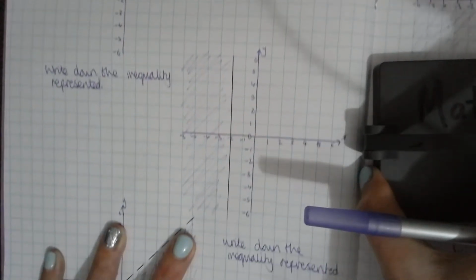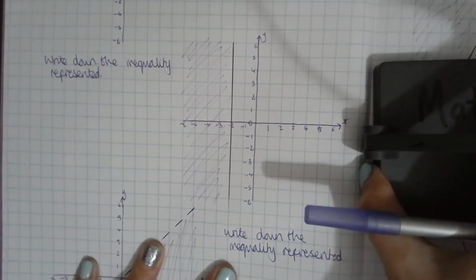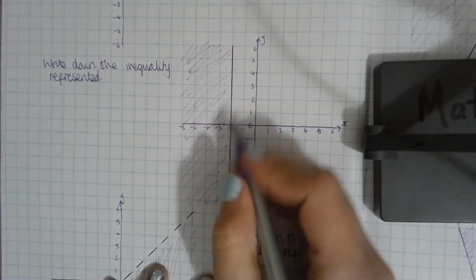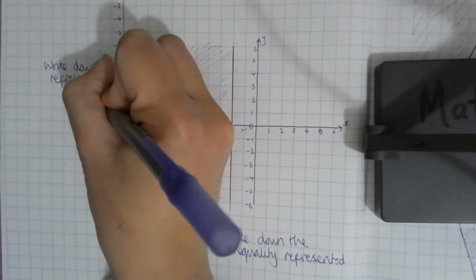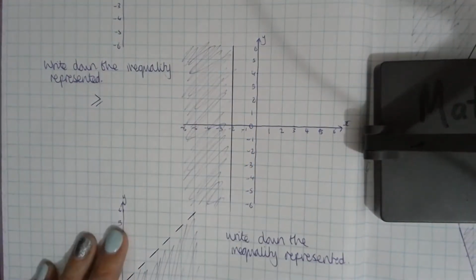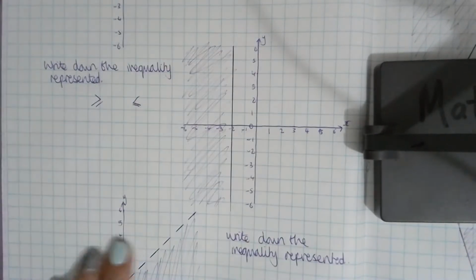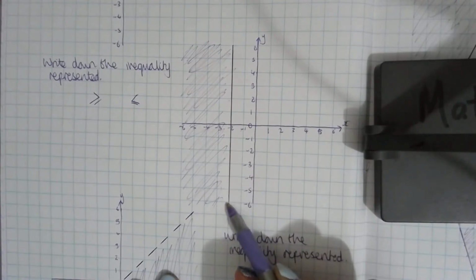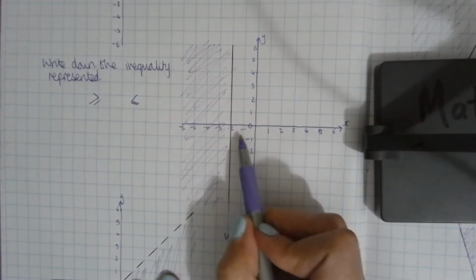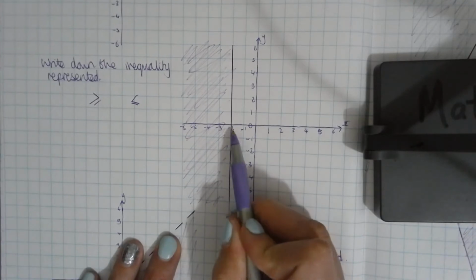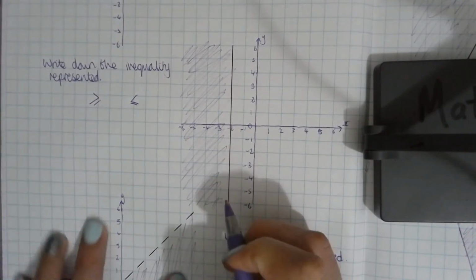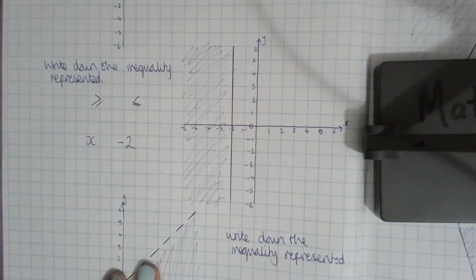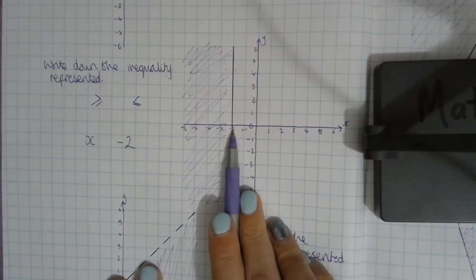Now we look below, and we need to write down the inequality for this shaded region. Okay, and we've got a solid line, so we know we're either dealing with the greater than or equal to symbol or the less than or equal to symbol. So we're thinking about whether it includes values on that line. And we can see it crosses an axis. The important part is it crosses the x-axis at -2. So we've got something to do with x and -2.